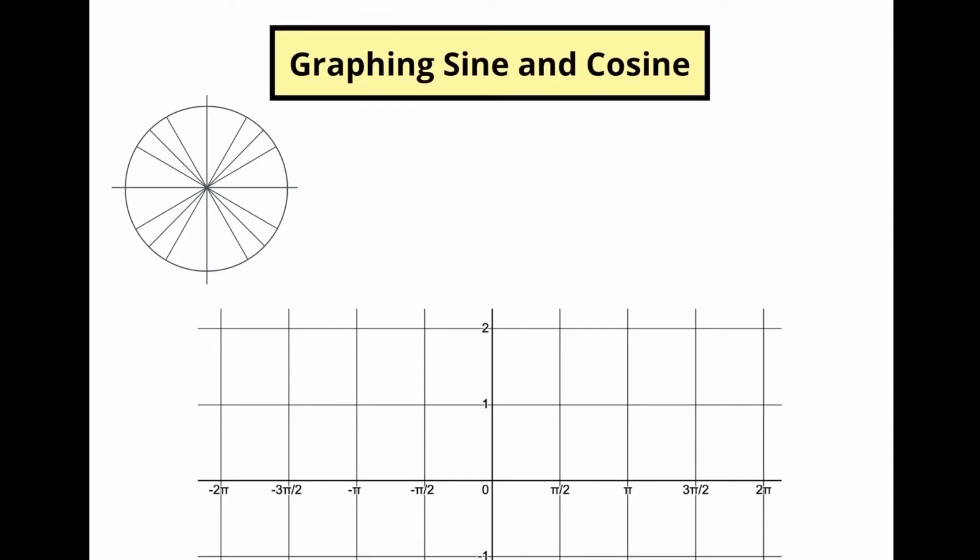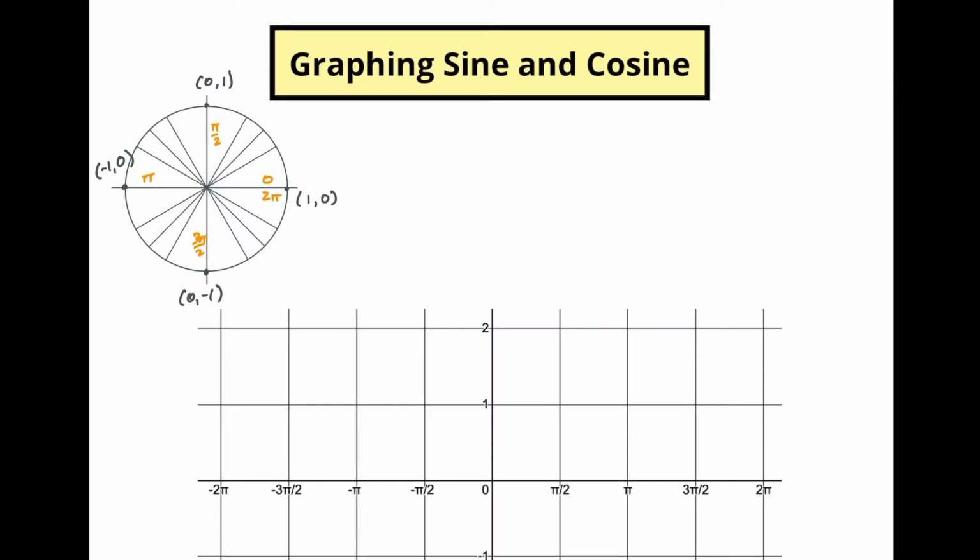Now, we know on the unit circle that we've got 4 key points that go around this circle. These are nice, easy numbers to work with because the values are 1, 0, 0, 1, negative 1, 0, and 0, negative 1. And these go with the different angle values of 0, pi over 2, pi, 3 pi over 2, and 2 pi. These are important because they are the key values that we're going to use when graphing our sine and cosine functions.